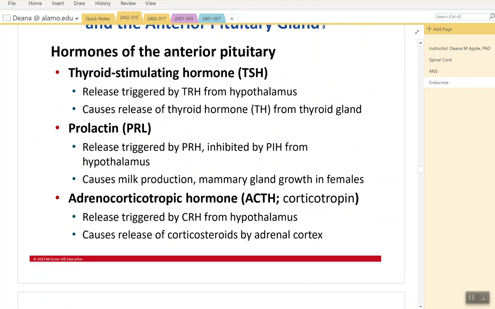It's inhibited by prolactin inhibiting hormone, and it causes milk production, uterine contraction, and mammary growth, and bonding. Again, it's not really love. It's just hormones.